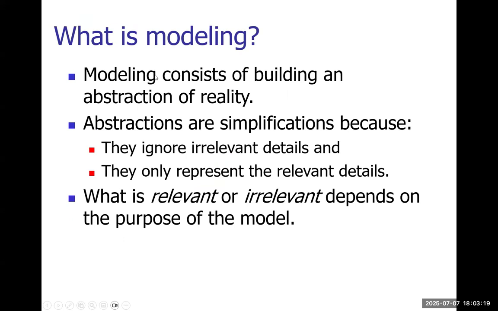So the model is an abstraction of the reality, and abstraction, of course, is simplification because it ignores the irrelevant details. This depends on what you try to present in a specific model and what is irrelevant. So that's relative to the purpose of the modeling. For the purpose of each different model, you reduce some irrelevant details.